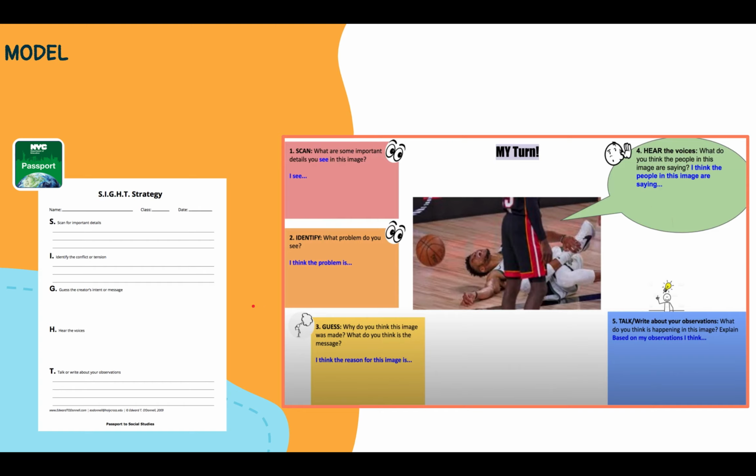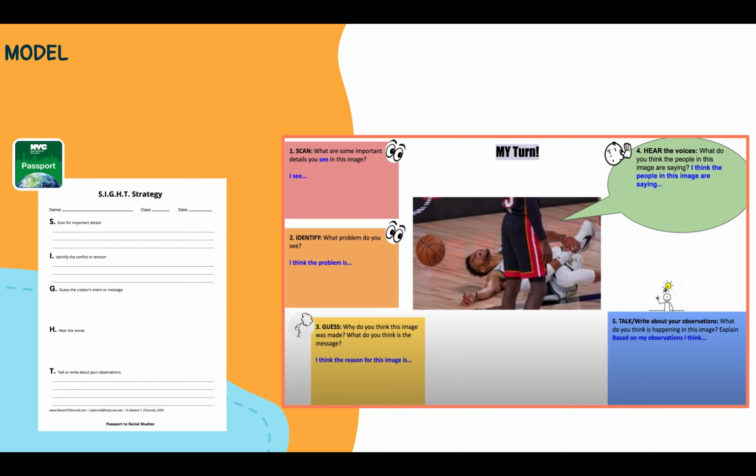I also like to implement the I do, we do, you do strategy along with this, especially if I'm introducing this strategy for the first time or just as a refresher prior to looking at the actual image for the lesson.